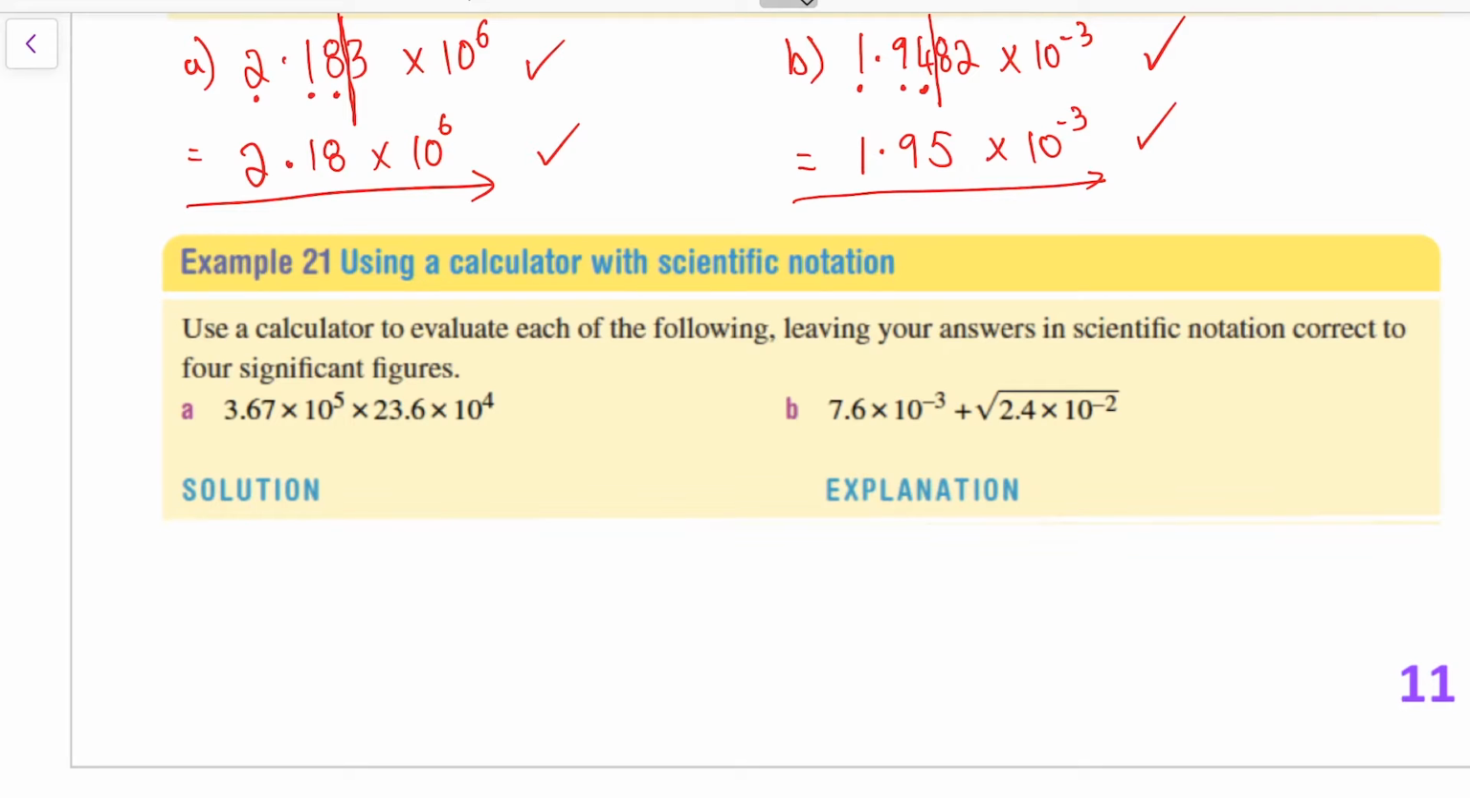For example, 21A, everything is multiplication. So the nice thing with this is you literally just need to type into your calculator 3.67 times 10 to the 5 times 23.6 times 10 to the 4. Have a go. Pop that in your calculator. See how you go with that.